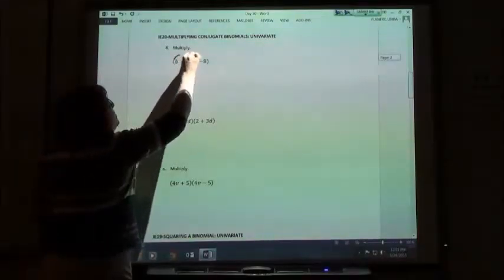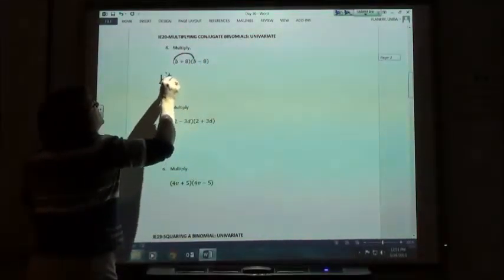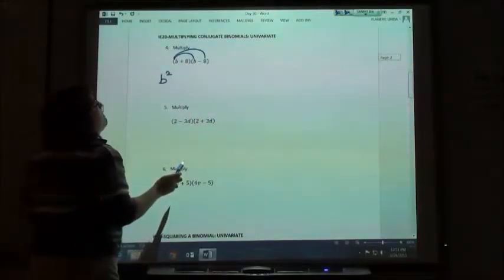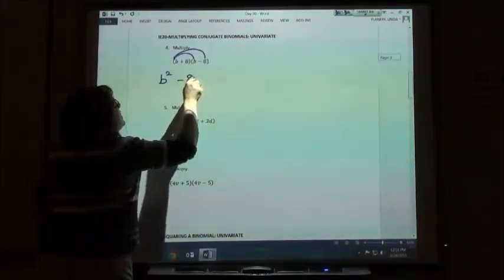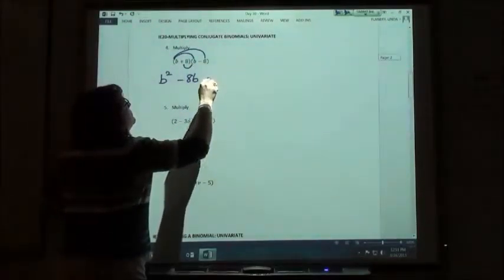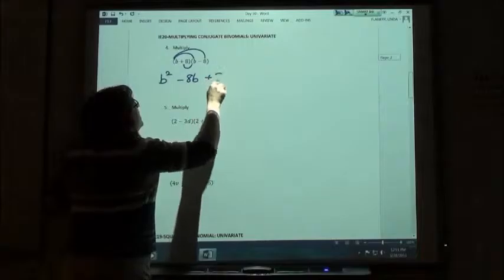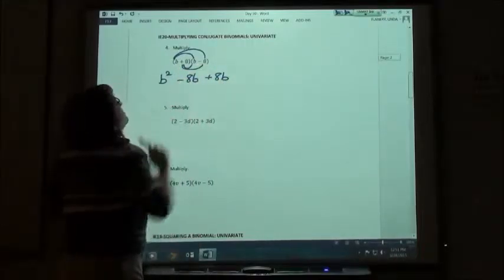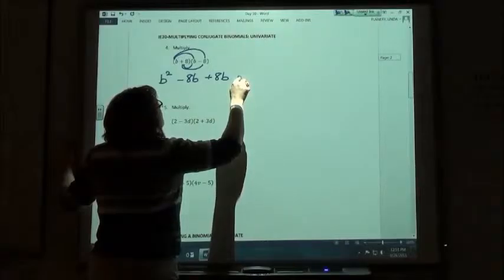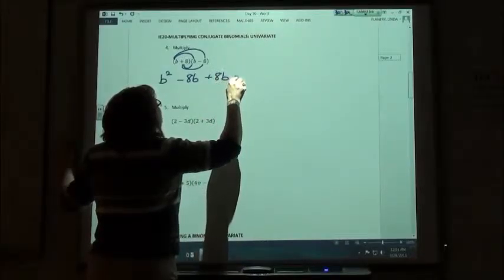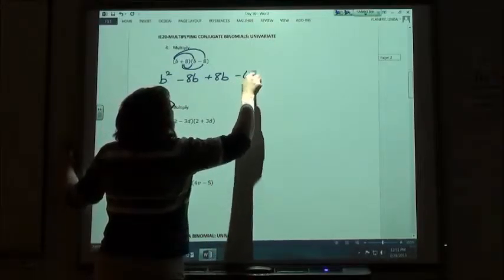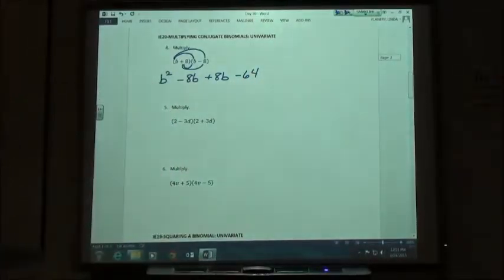So b times b, b squared, b times a negative 8, minus 8b. A positive 8 times b? Positive 8b. And a positive 8 times a negative 8? Negative 64, right? Yeah, negative 64.